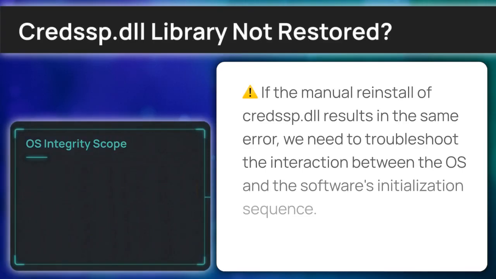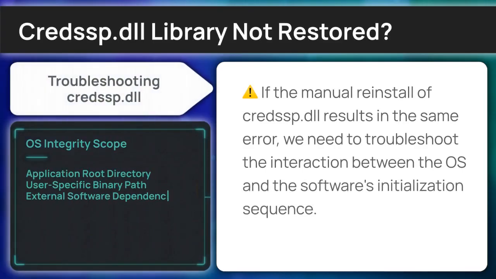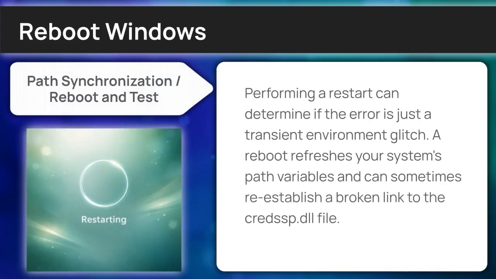In the event the error remains visible, it indicates we need to verify the environment's ability to register new shared resources. A full system restart ensures that no background processes are currently locking the Credssp library file. A fresh boot allows Windows to reinitialize its library map from a clean state.